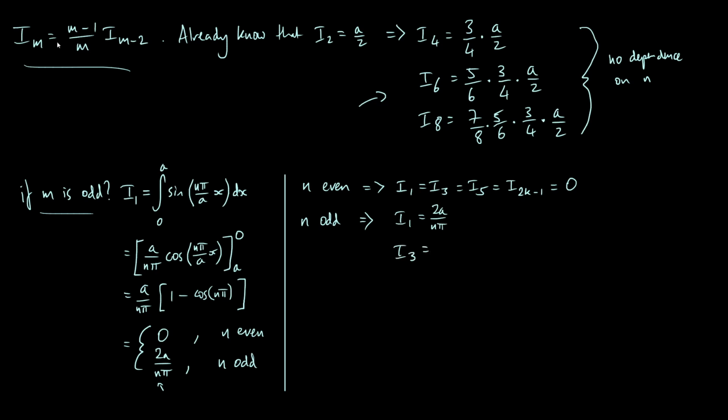So I3, again, going back to here, we're going to get 2, m minus 1 is 2, m is 3, 2/3 of 2a over n pi. Then let's keep going. I5, all right, I5 is going to be 4/5 of the stuff we just calculated. 4/5 of 2/3 of 2a over n pi. And let's do one more. I7 is going to be 6/7 of 4/5 of 2/3 of 2a over n pi.